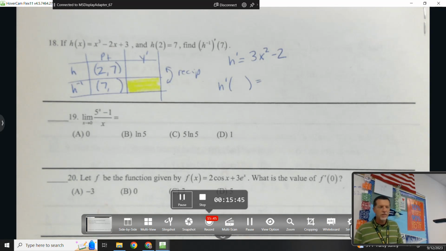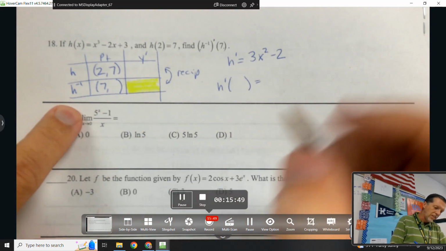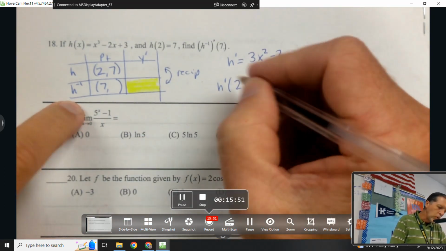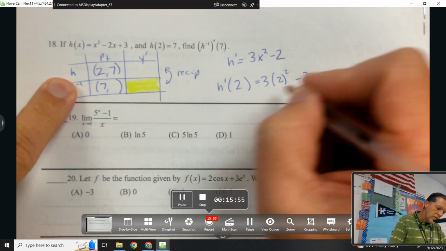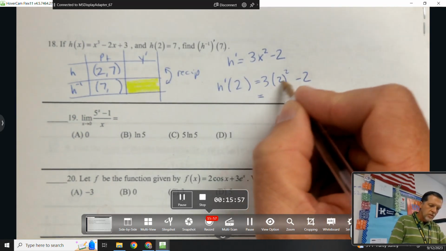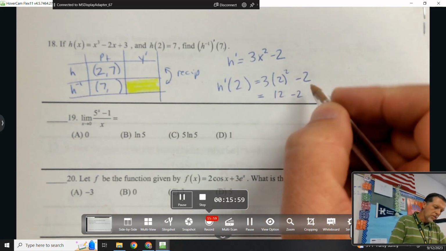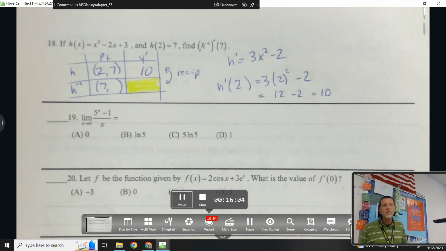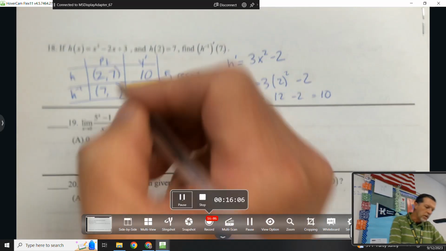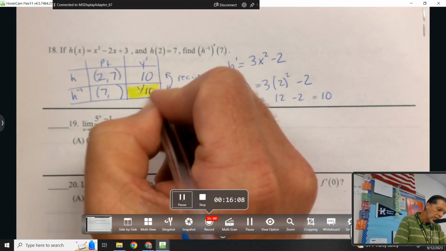Plugging in the 2. And then I'll flip it over to get the derivative at 7. So I'm plugging in 2 because I'm working on h. So 3 times 2 squared minus 2. 3 times 4 is 12. 12 minus 2 is 10. So the derivative of h is 10. And if I flip it over, I get 1/10.